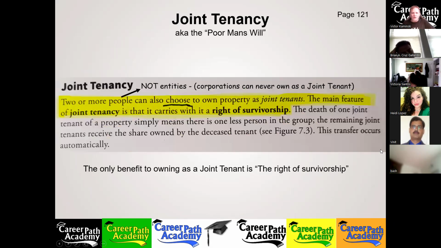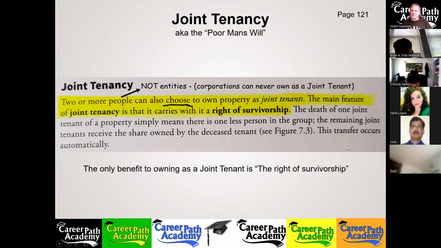Okay, so the other option is joint tenancy. Joint tenancy is when two or more people, not entities, can choose to own property as joint tenants. A corporation can never own a property as a joint tenant.